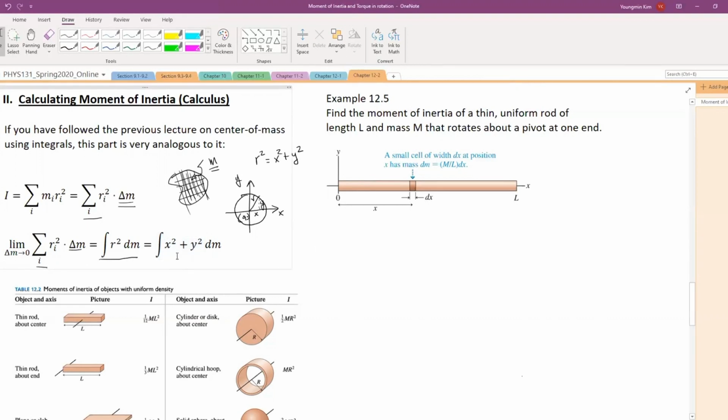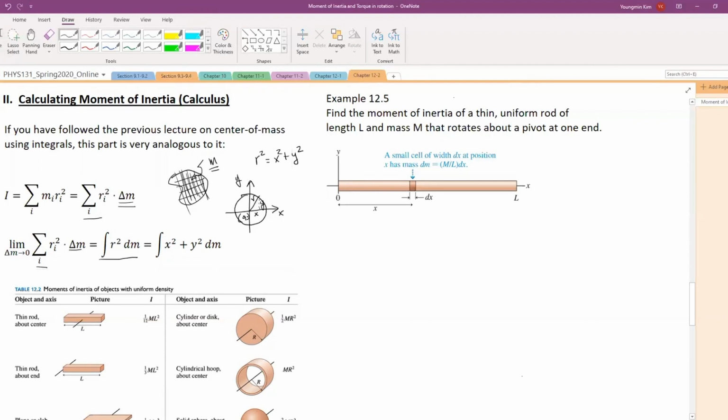So in the center of mass, we had the center of mass equal to, for x, the integral of x dm, and for y, the integral of y dm. Here for the moment of inertia, it is x squared plus y squared if you do have the y-axis. If you do have the z-axis, then you also add x squared plus y squared plus z squared, which is an expression for a sphere.